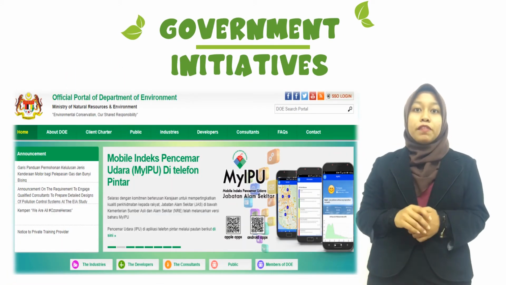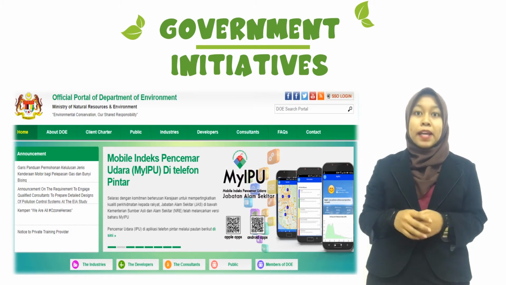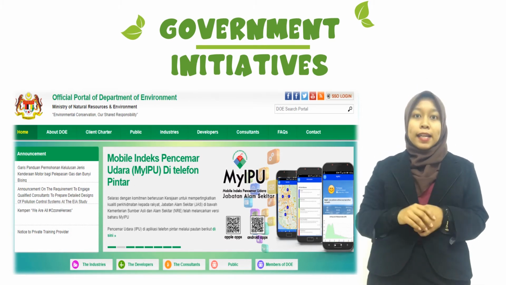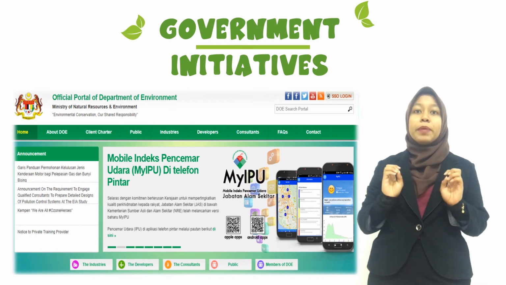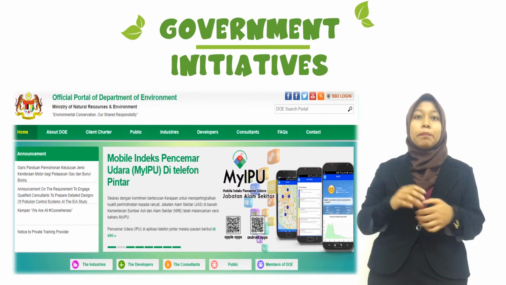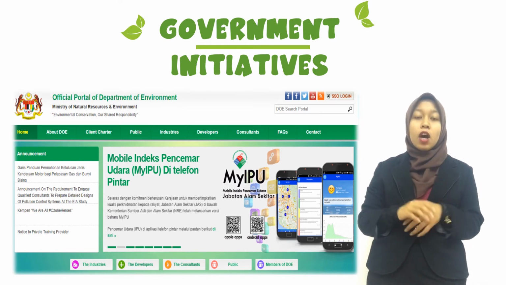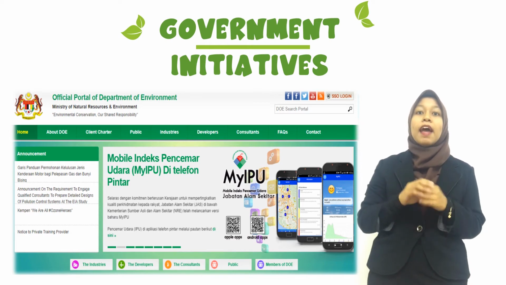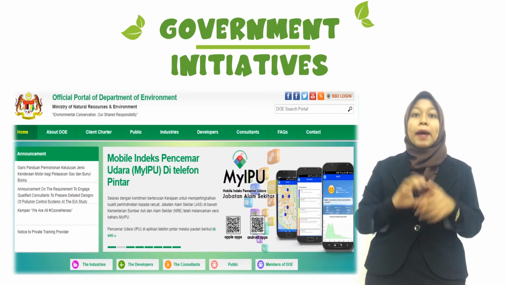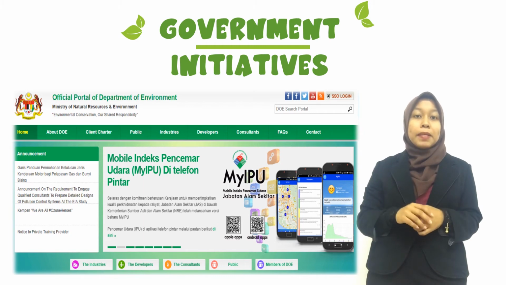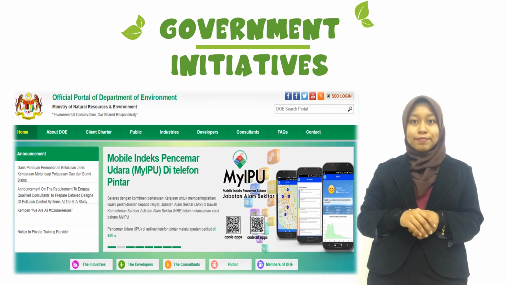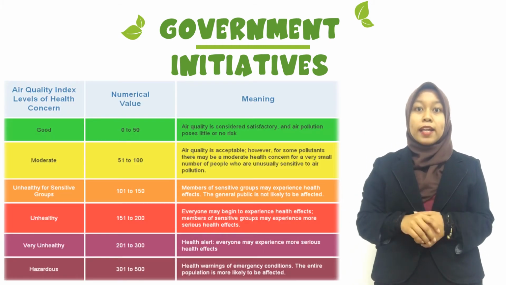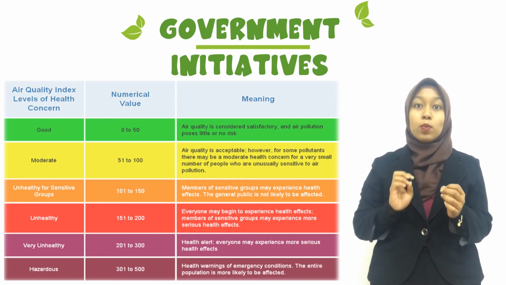Next, there are also a few initiatives that have been made by the government. I will highlight one big initiative that helps many people, which is the invention of an application to check the level of the air quality index, which is My IPU. This application can be downloaded on our smartphones. This is important for us to check the level of air quality at the place we live.